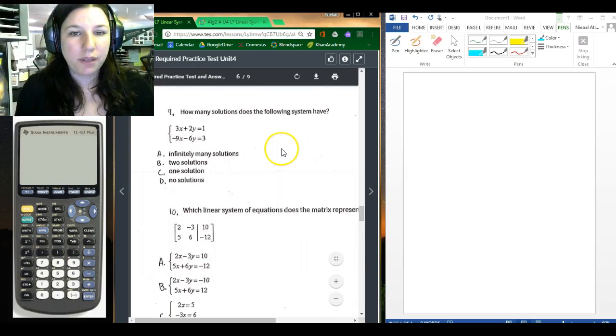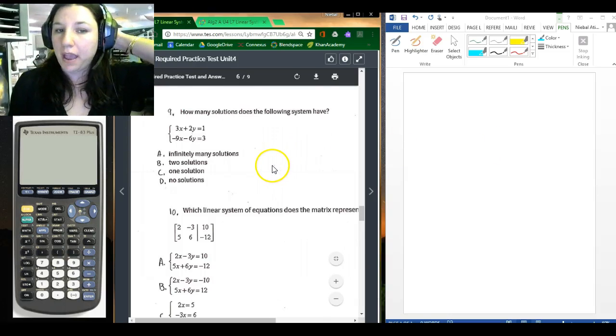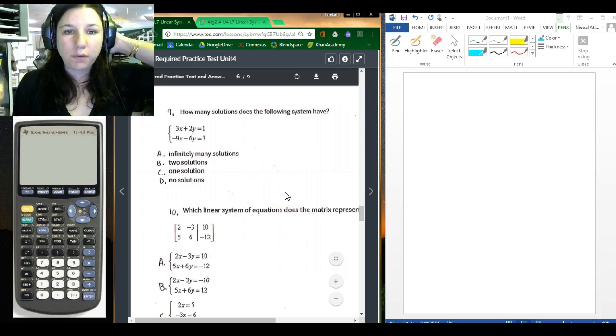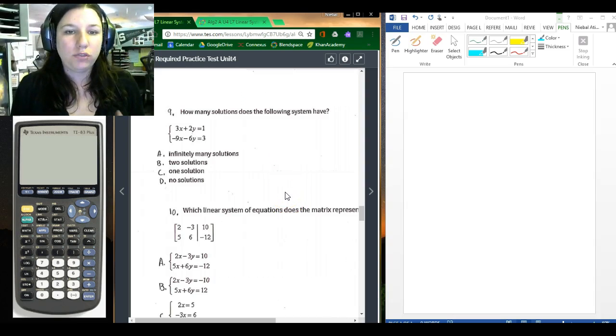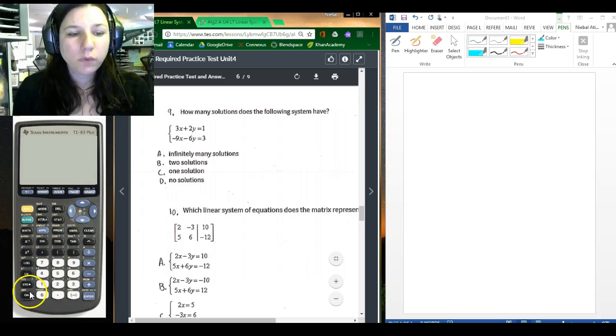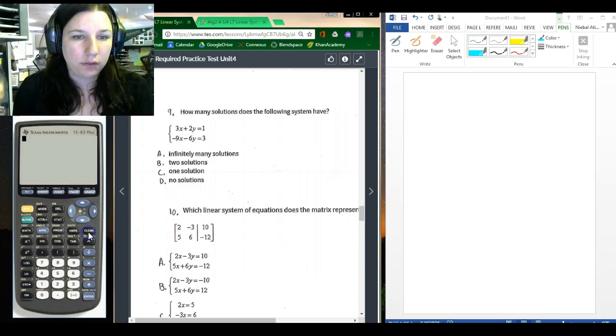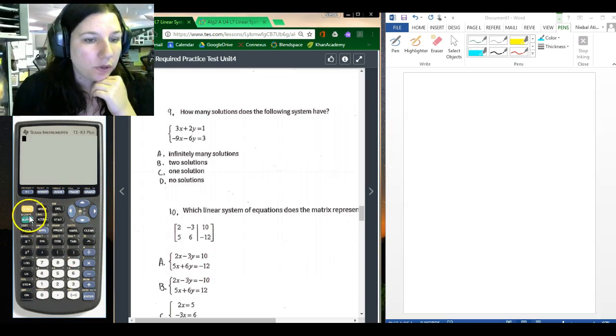Number 9, how many solutions does the following system have? So again, you can use different methods. You could use substitution, elimination. You could solve these by graphing, graph them both and see how many times they cross. Or you can use your matrices, which I feel like is kind of the quickest way to do it. So I'll show you how to do that.